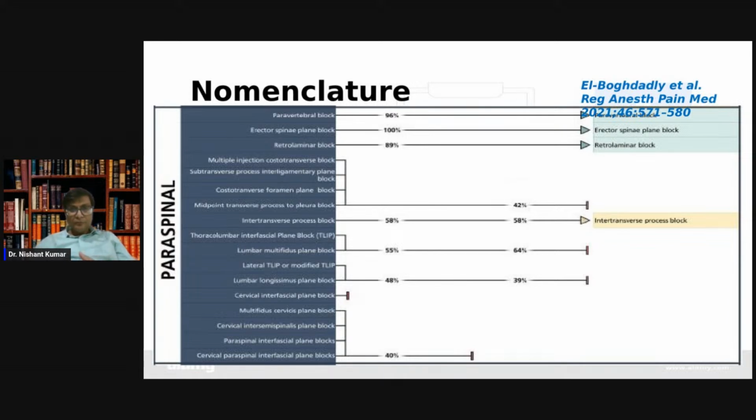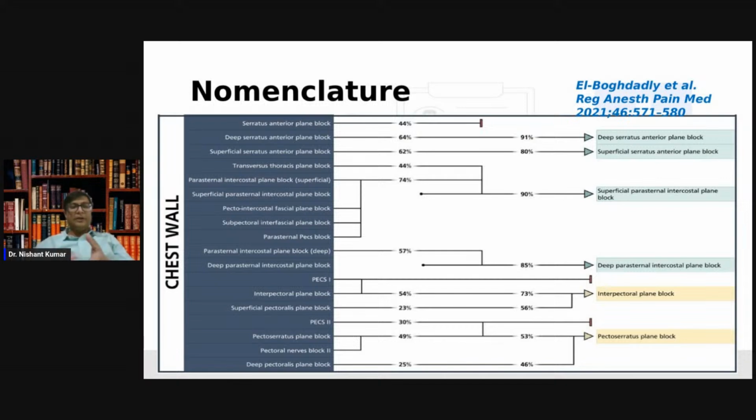But then we look at thoracolumbar interfascial plane block and lumbar multifidus plane block. So again, there was no consensus here, but intertransverse process block has been named as intertransverse process block. Erector spinae block, retrolaminar block, and paravertebral block remain the same. So that is how it has been evolving. And now, as the example which I told you, the PECS 1 is now unfortunately called the interpectoral plane block. Rightly so, because we are depositing the drug between the two pectoralis muscles.